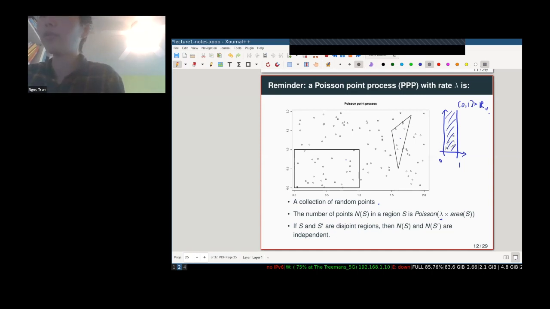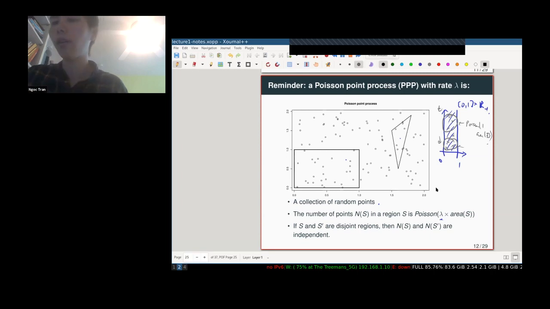Namely, if you fix any observation window, then the number of points in it is Poisson with rate lambda, which I took to be 1, times the area of this window. So in expectation you get finitely many points, and points in different regions are independent. The concept of time is just me interpreting the y-axis as time, and I think about the points as raindrops as they fall. I think about the projection of these points onto the x-axis.